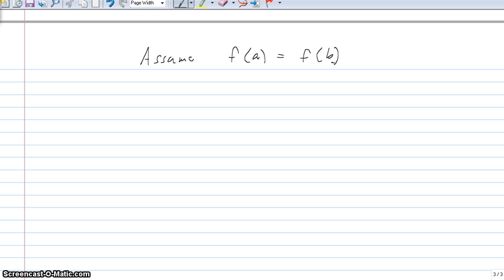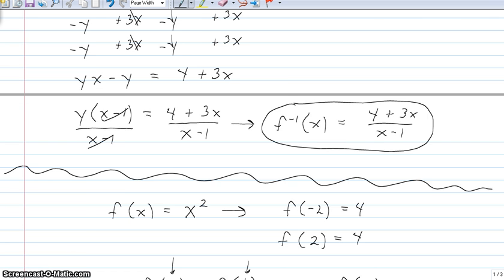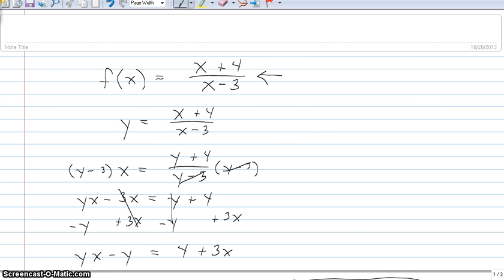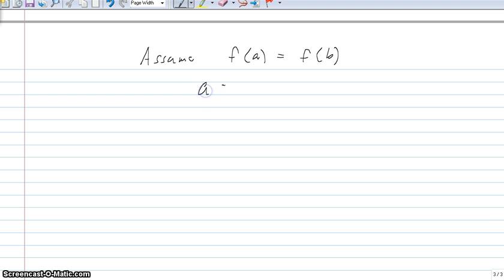Okay, so what I'm going to do is go back to my formula for my function, plug a in for x. Right, so up here I'd have a plus 4 over a minus 3. And same thing on this side, except I'm going to use the letter b. And now our goal is to do some algebra on both sides and conclude that a is equivalent to b. So all I'm going to do here is cross multiply.